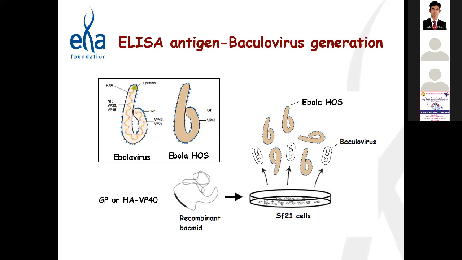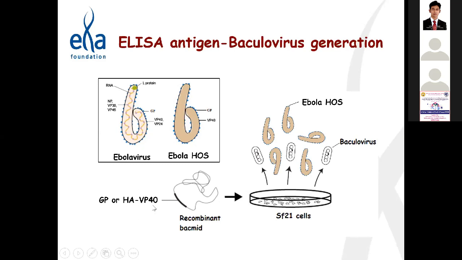But the question was that we made an adenovirus and we used that same adenovirus to generate an antigen for ELISA. We were thinking then what else we can do to generate another glycoprotein from another source. Since nothing was available commercially at that time, what we did was we generated a recombinant baculovirus expressing Ebola GP or Ebola HA-VP40.